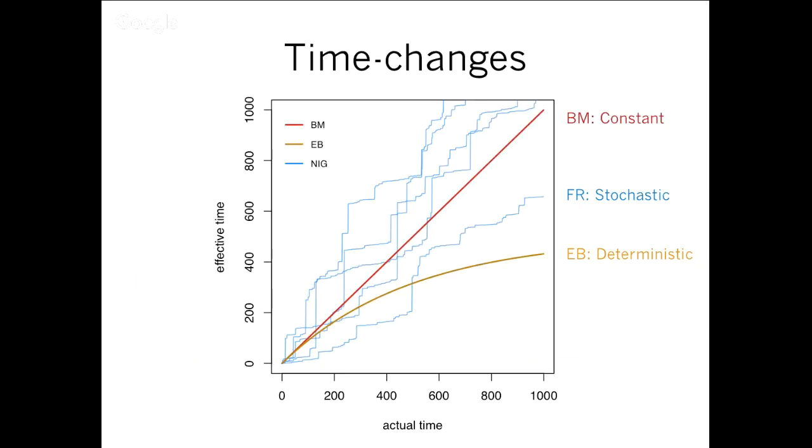And the fluctuating rate model that I just showed you, the blue band that is NIG. That's the actual name of the process. That should read FR. But in any case, I've basically simulated 5 time changes under that distribution for FR. This is what stochastic time changes look like.